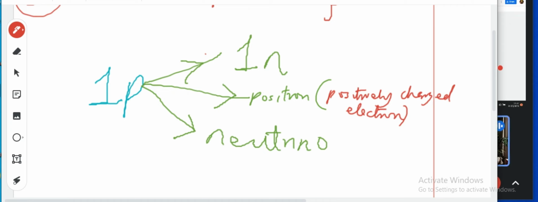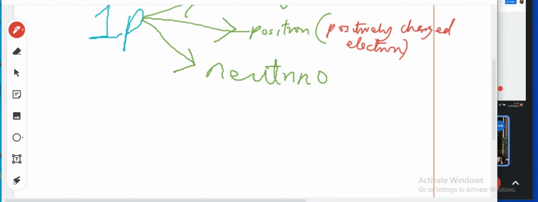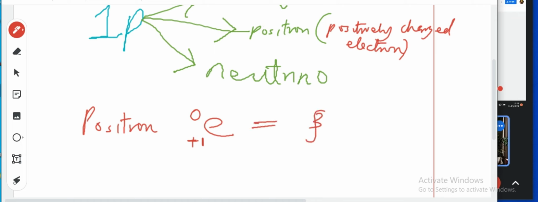So that positively charged electron is represented with this symbol. Of course, the positron is an electron with an opposite charge. It is still an electron, but instead of minus 1, it has a plus 1. Then zero, still a mass number of 0. Or you can represent it as beta 0 plus 1.